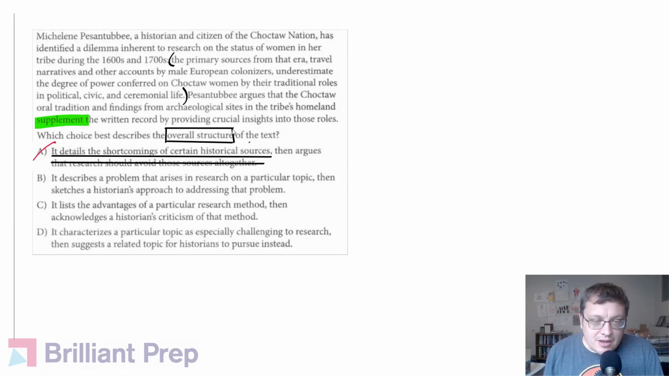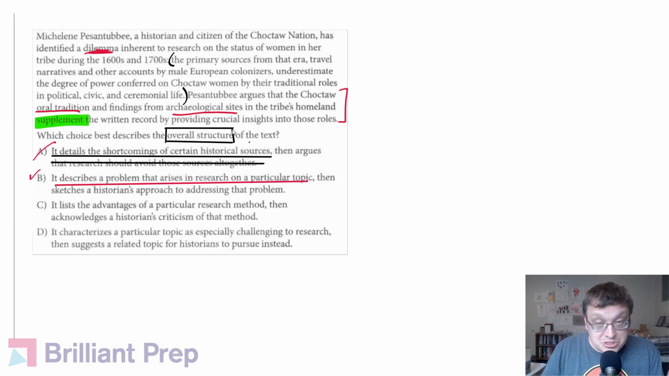It describes a problem that arises in research on a particular topic. Yeah, I think that's not bad, right? There's this dilemma inherent, and then they go on to describe the dilemma, so I think this is fine. Then sketches a historian's approach to addressing that problem. Yeah, this is this historian's approach. You have to use this oral tradition and archaeological findings to supplement the written record. That's how you deal with it. So B is actually looking pretty good. Each part of this not only is supported by the text, but it does follow the order, right? The first part of the text does introduce the problem, and the second part gives a suggestion about how you can address the problem. So I like B.